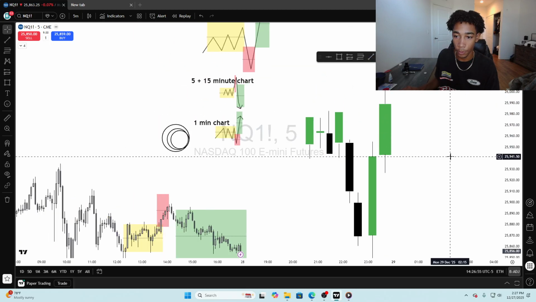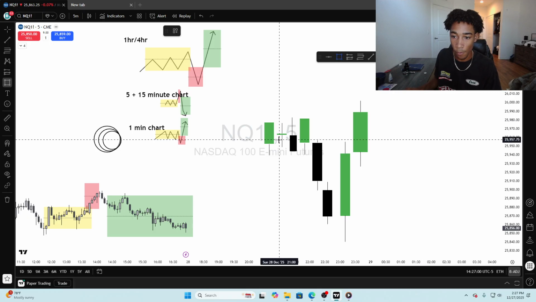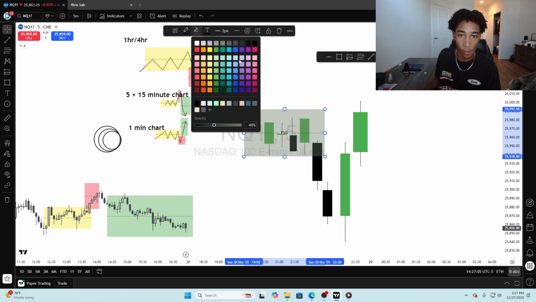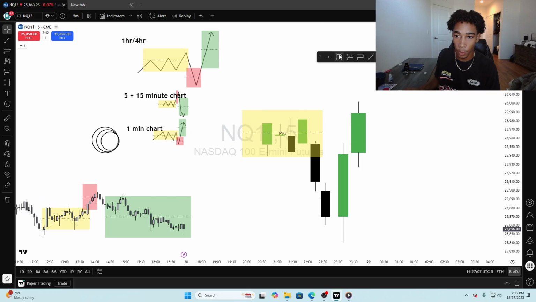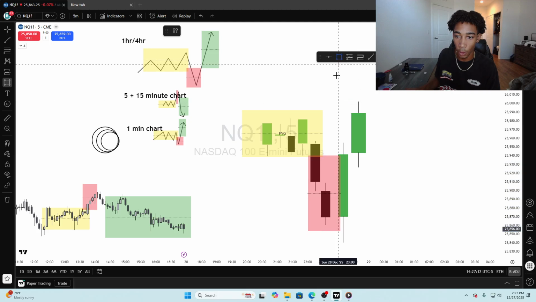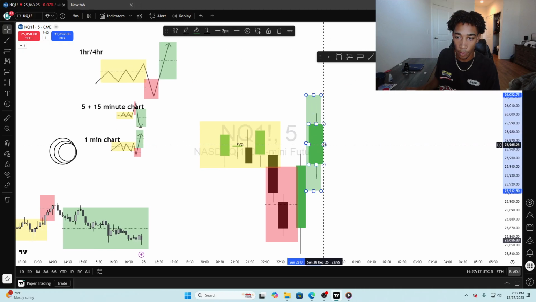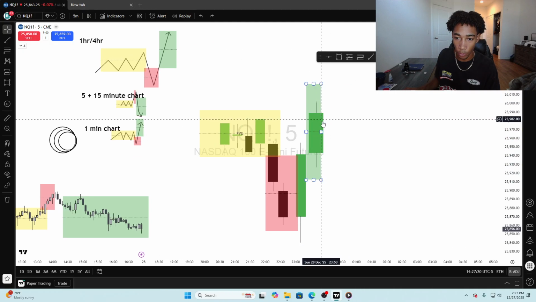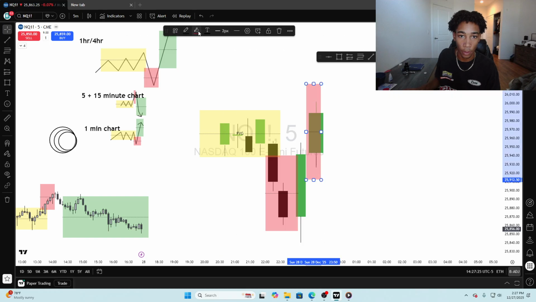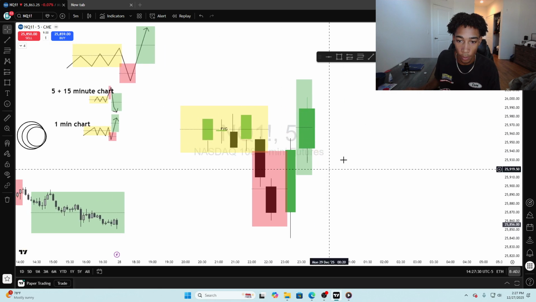Here we go. All right, so here's how it's going to look on the 1 minute chart. We'll have our manipulation right here, and then obviously your distribution right here. That's how Power 3 is going to look. Typically, sorry, this is tweaking. So on the 1 minute chart, it might look like this.